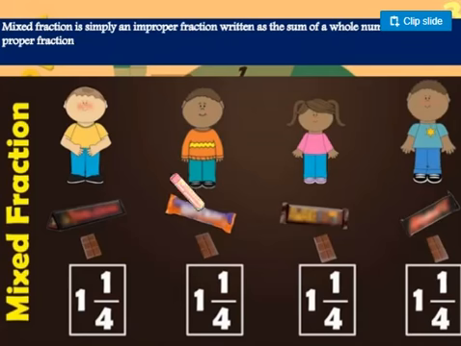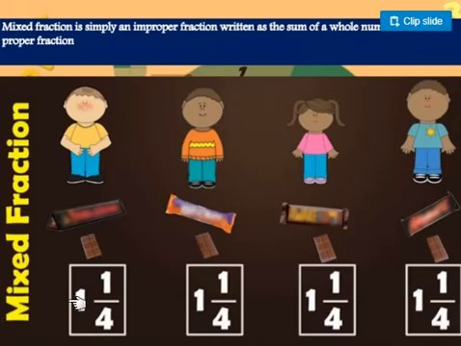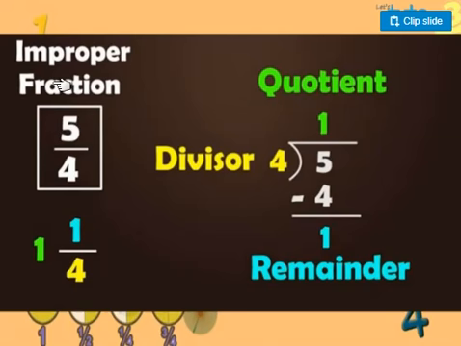Okay, now these are mixed fractions. A mixed fraction is simply an improper fraction written as the sum of a whole number and a proper fraction. So the mixed fraction has a proper fraction in which the denominator is bigger than the numerator, and it has a whole number. Over here we have a whole number which is 1. You all can see, improper fraction.